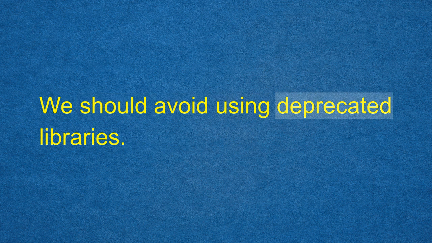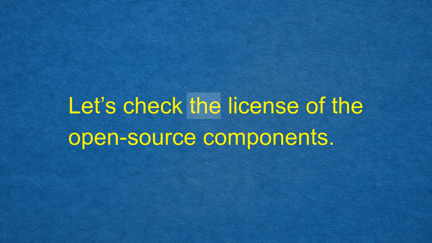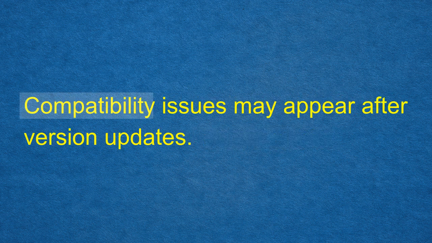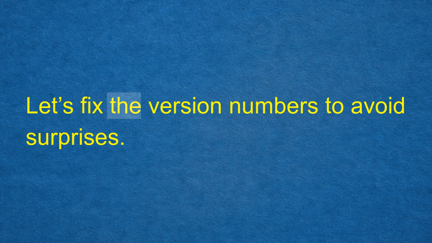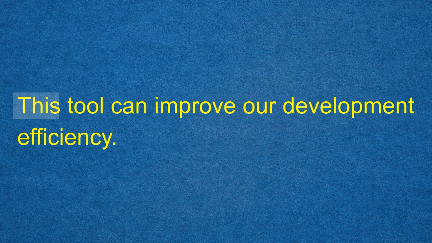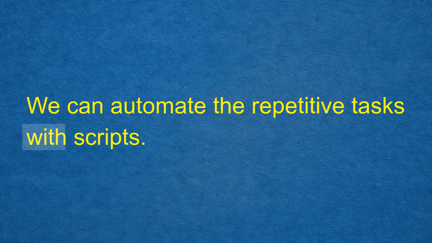We should avoid using deprecated libraries. Let's check the license of the open source components. Compatibility issues may appear after version updates. We need to test all dependencies carefully. Let's fix the version numbers to avoid surprises. This tool can improve our development efficiency. We can automate the repetitive tasks with scripts.